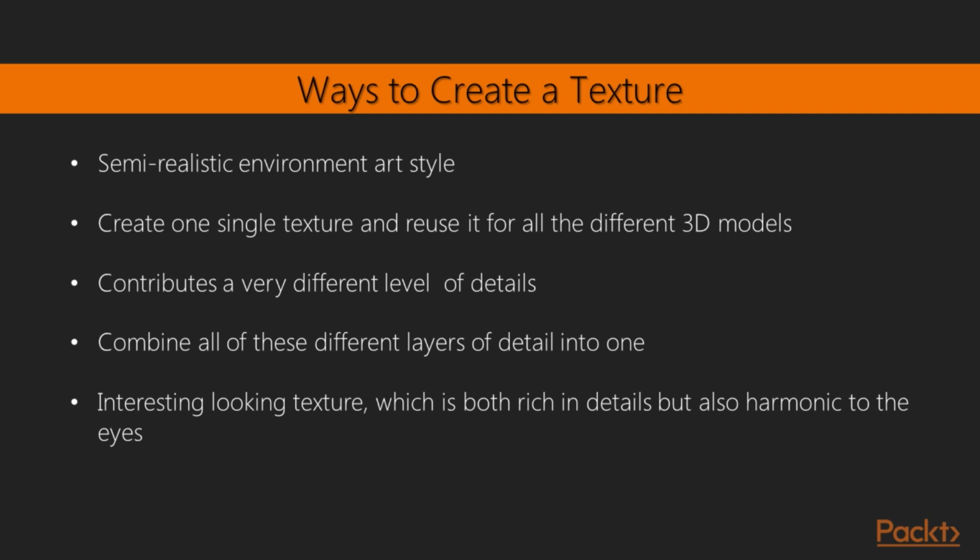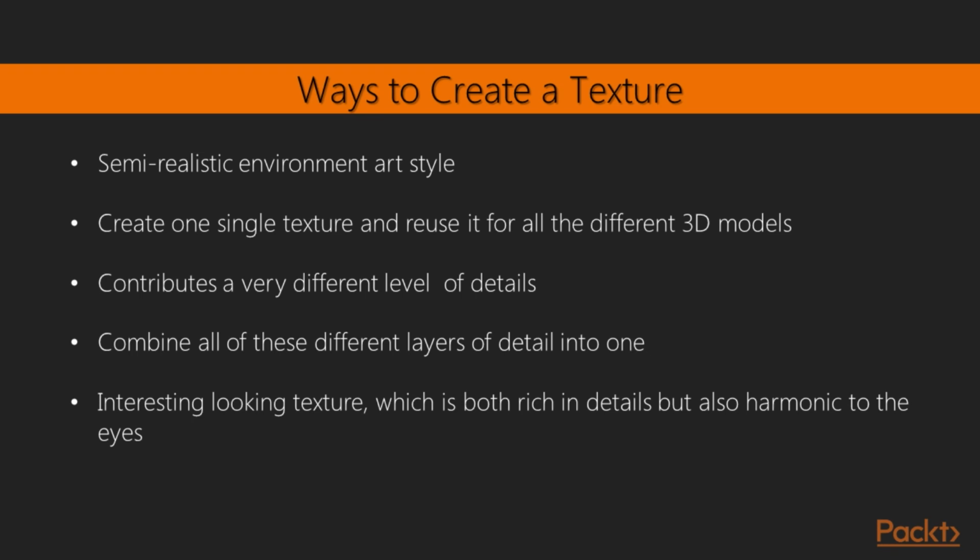Since the terrain, wall, and rocks belong to the same environment, logically, they all belong to the same type of mineral species. Therefore, we just need to create one single texture and reuse it for all the different 3D models. This not only makes the 3D assets look visually identical, but also increases your game's performance, which will be discussed in a later section.